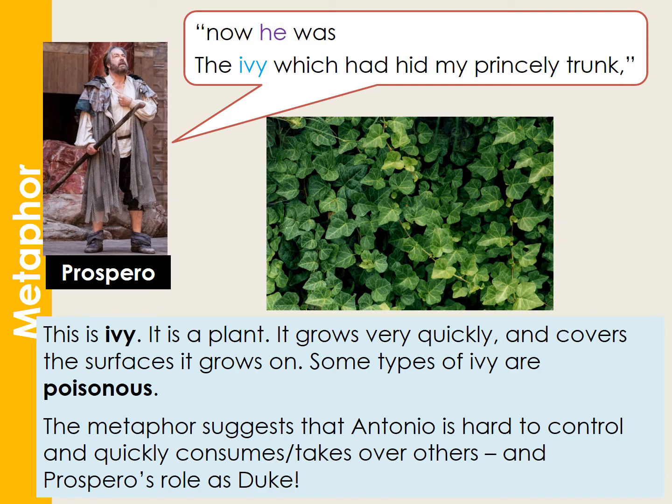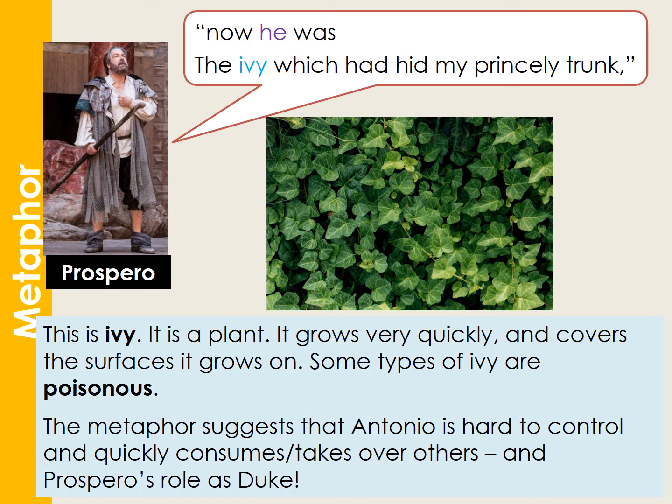All right then, I love this metaphor. So hopefully you've got this. I've coloured the words in purple and blue to show you the difference. So now he was the ivy which had hid my princely trunk. So he there is Antonio, and Prospero is comparing Antonio to ivy. Now this is ivy. There's an image there, not the name, the plant. It grows very quickly and covers the surface it grows on, and some types of ivy, as some of us might know, are very poisonous.